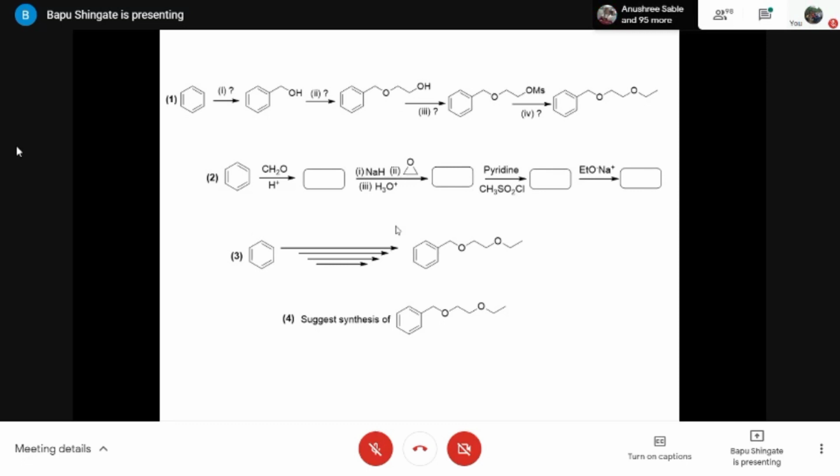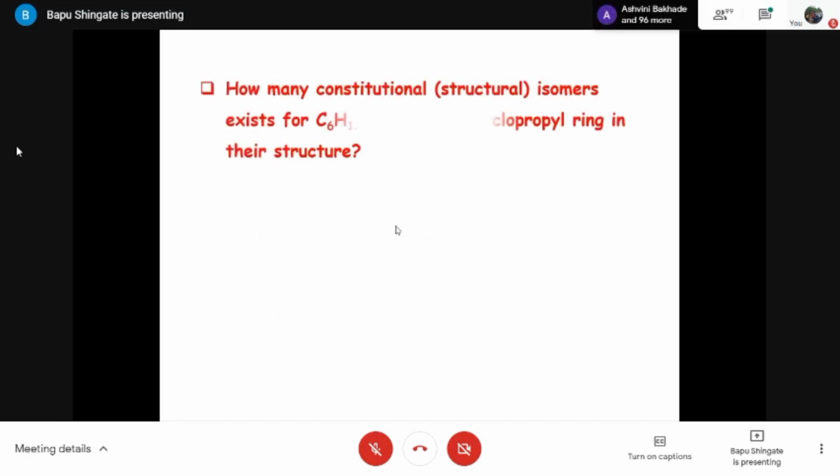Now, our task is how to become a master in organic chemistry, through a problem solving approach. For today, I will give you one question. See, a simple question, if this is asked in the university examination: how many constitutional or structural isomers exist for C6H12 that have a cyclopropyl ring in their structure?